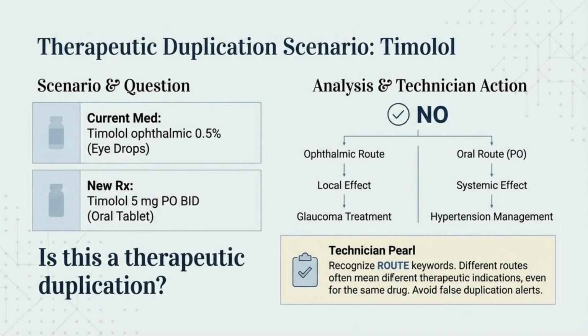Is timolol ophthalmic 0.5% a therapeutic duplication of timolol 5 milligrams PO BID? No. Different routes, ophthalmic versus oral, often mean different therapeutic indications, such as glaucoma treatment versus hypertension management.